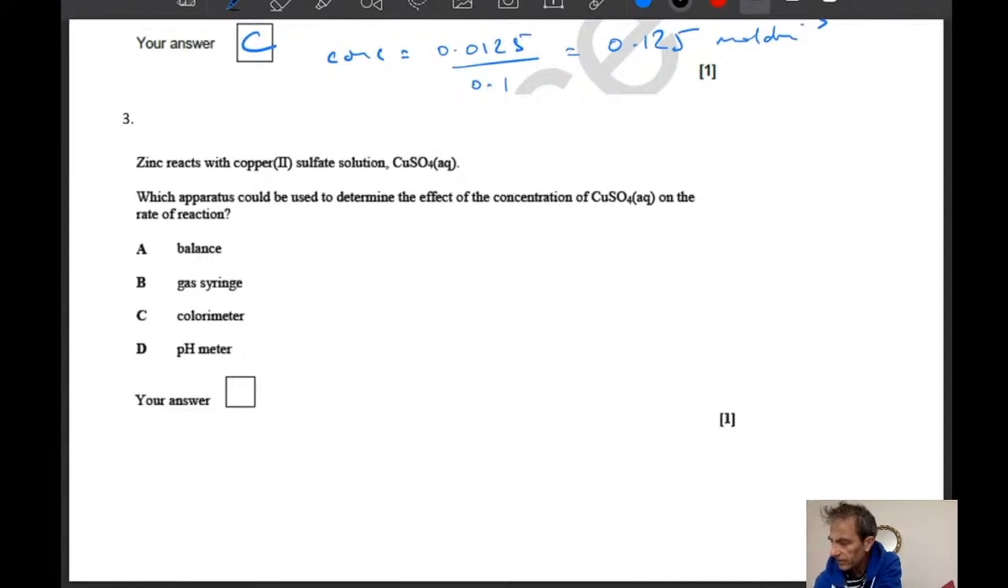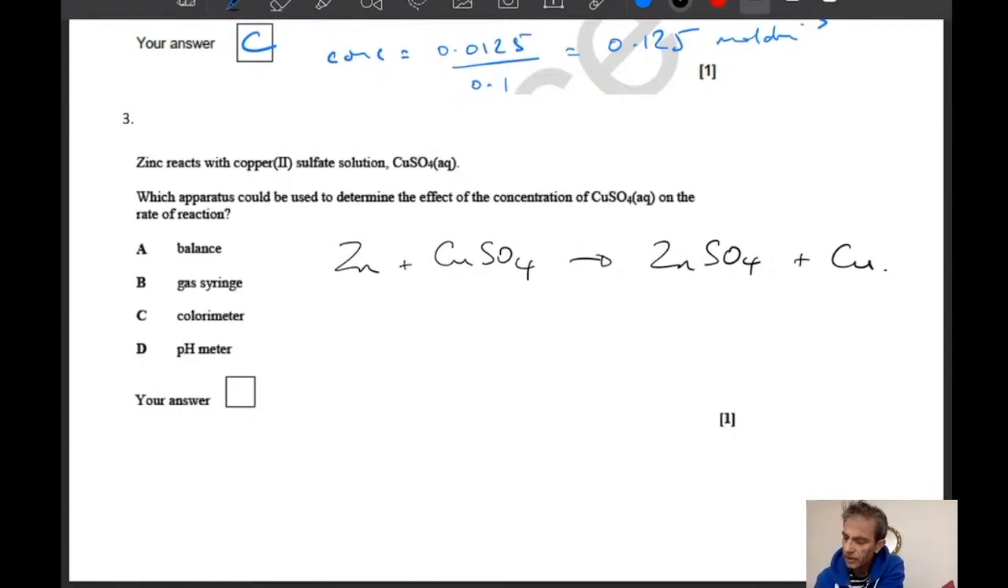So zinc reacts with copper(II) sulfate solution. So Zn plus CuSO4, so a GCSE reaction this. And you get a displacement reaction taking place, where you get the zinc sulfate produced and the copper is displaced. So the first thing is, can you use a balance to monitor the rate of this reaction? Well, no, because you can see there are no gases produced, so the contents of the reaction flask, or whatever you carry it out in, is not going to change. So you can't use a balance.